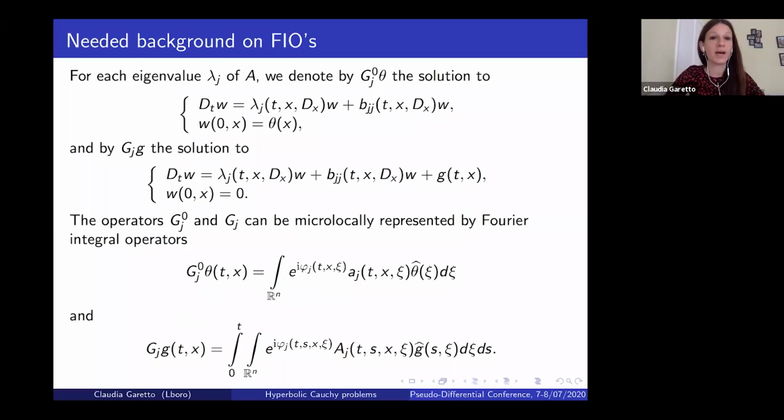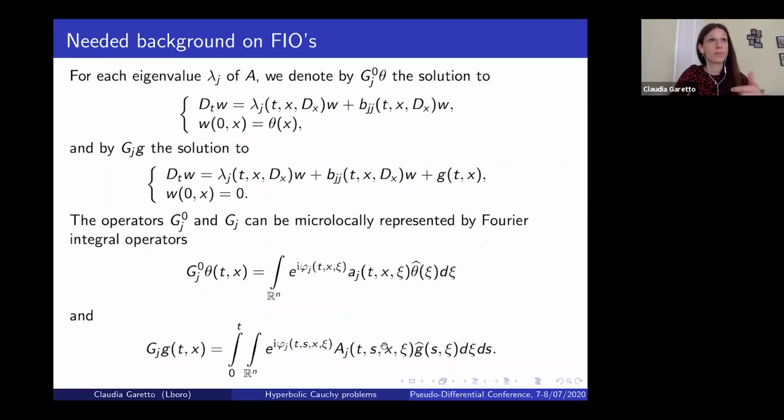So for each eigenvalue lambda j of the matrix, we denote with gj0 theta the solution of this Cauchy problem, okay? So it will depend on the initial data that I have here, okay? And it will be possible to compute precisely what this operator is. So this is a Fourier integral operator, so you can see it down there, okay? Where our phase function and symbol will depend on time as well, okay? And it is possible to compute precisely what the phase function is and also to find an asymptotic expansion for this symbol here.